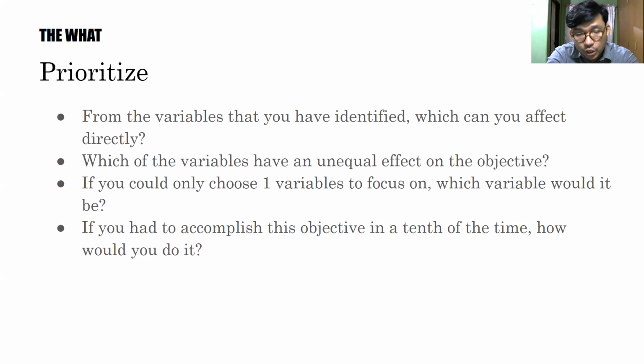Another good question is, if you had to accomplish the specific objective in a tenth of the time, how would you do that exactly? If you needed to achieve your 5-year plan in like 6 months, to be exact, how would you do that? What would you take out? What would you do exactly? It's a good way to prioritize.